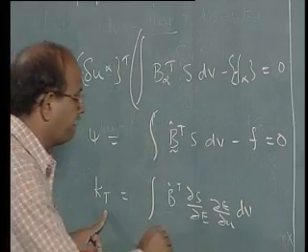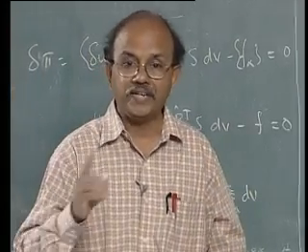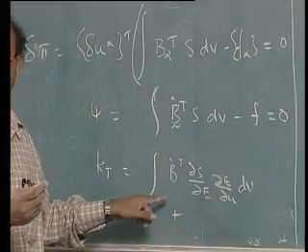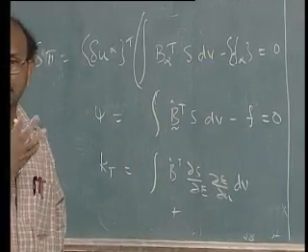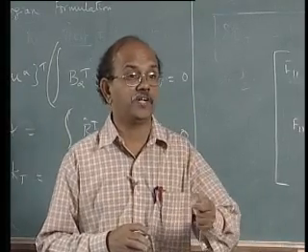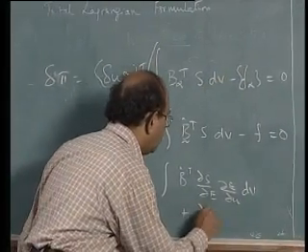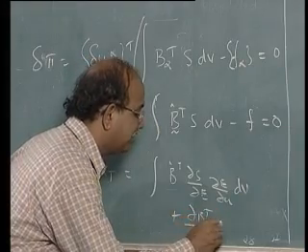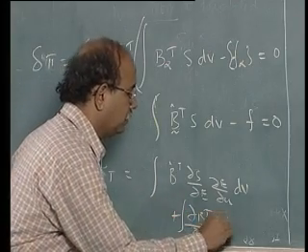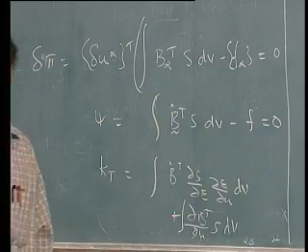Plus, what's the other fellow? ∂B transpose/∂U. Now this has U in it, because B has the deformation gradient F in it. So that term also has to be differentiated with respect to U. So that term will be ∂B transpose/∂U times the S term, dV. That's the next term which I will have.